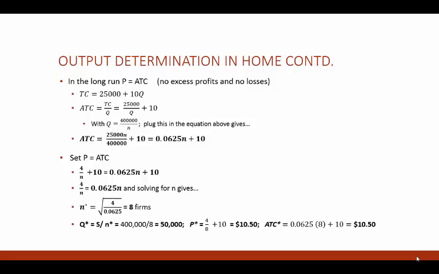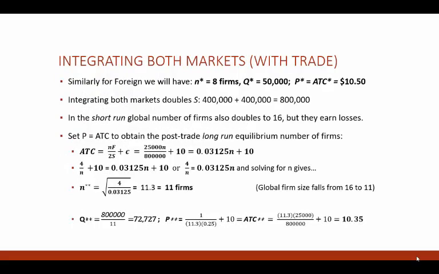We solve for Q, and this tells us each firm produces 50,000 units of the good. We solve for the price, which in the long run is equal to the average total cost, and this is $10.50 per unit. These are the outcomes under autarky. Since by assumption foreign had the same numbers, then in foreign that will also be the same outcome under autarky.